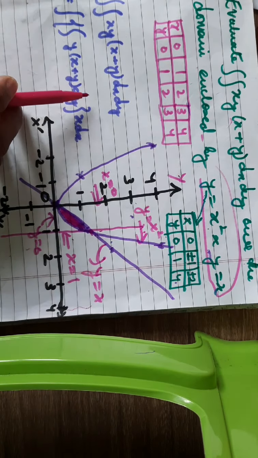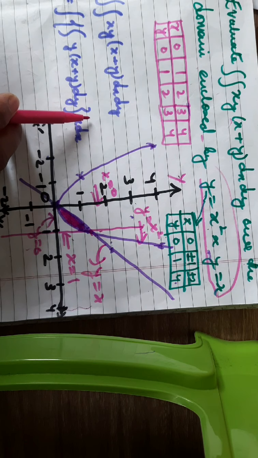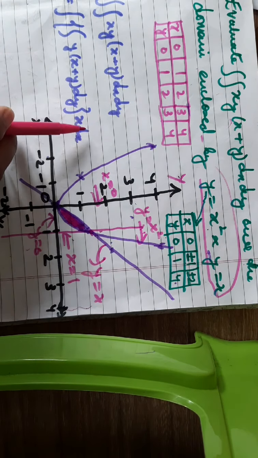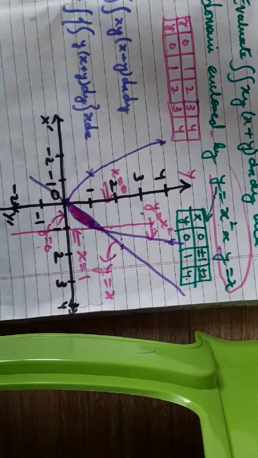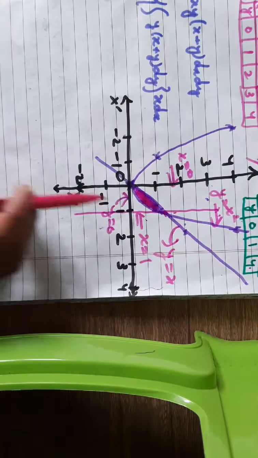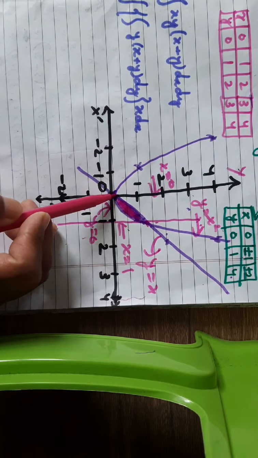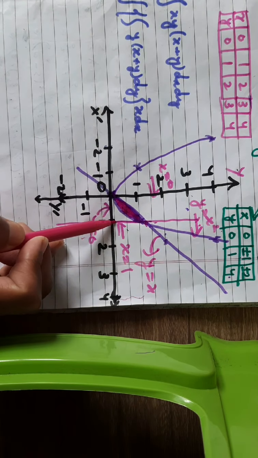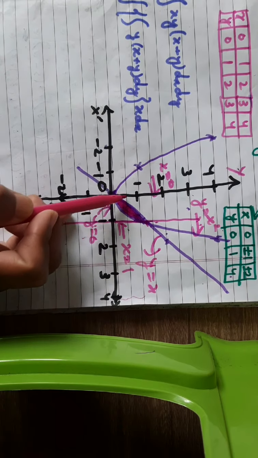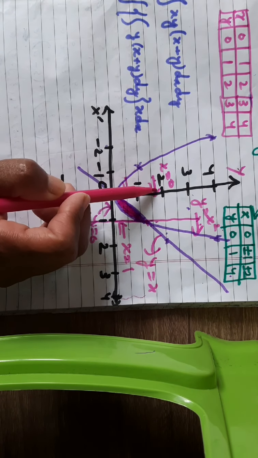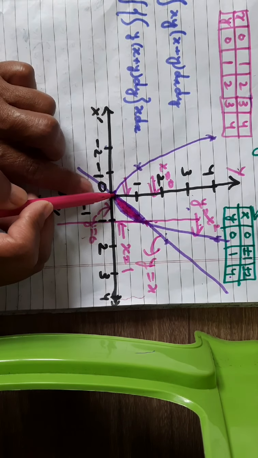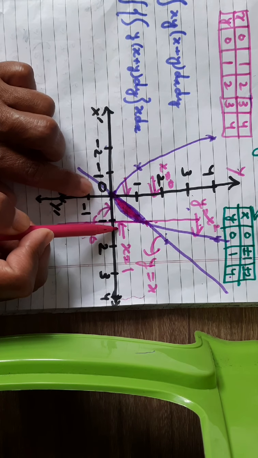So here the value of this double integral will be, x varies from where to where? You see that this region is bounded on the right by this line x is equal to 1, and on the left it is bounded by x is equal to 0. So the limit of integration for x will be from x is equal to 0 to x is equal to 1.